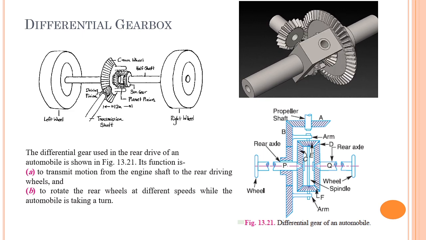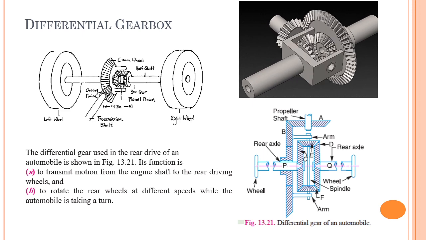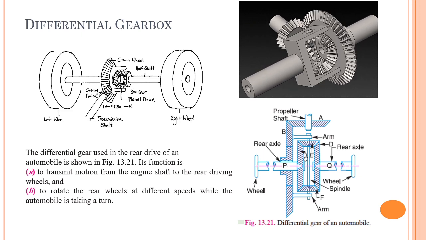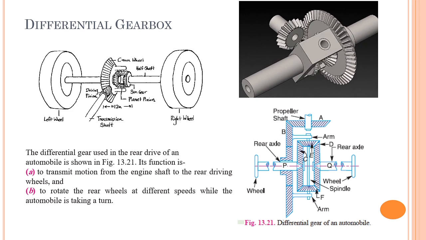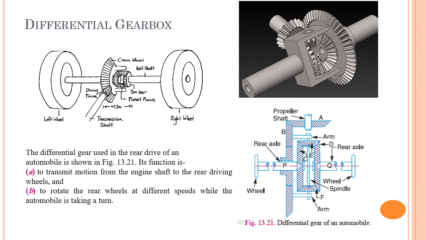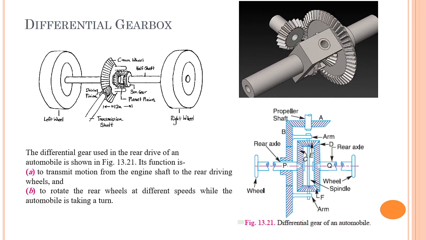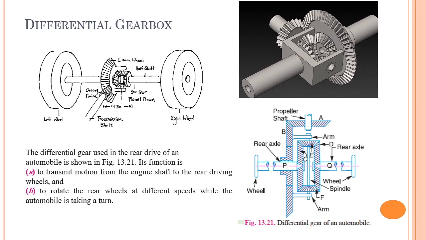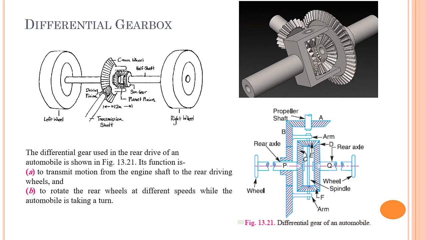Secondly, to rotate the rear wheels at different speeds while the automobile is taking a turn. What is the second function? To rotate the rear wheels at different speeds while the automobile is taking a turn. Now consider that an automobile is taking a left turn or right turn. Consider a left turn. At that time the inner wheel of that vehicle has to rotate with slower speed and the outer wheel has to rotate with larger speed, because the inner wheel has to cover a smaller distance but the outer wheel has to cover a larger distance. That's why there should be a speed difference between the inner wheel and outer wheel of the rear axle. These speeds can be achieved by this differential gearbox, isn't it?